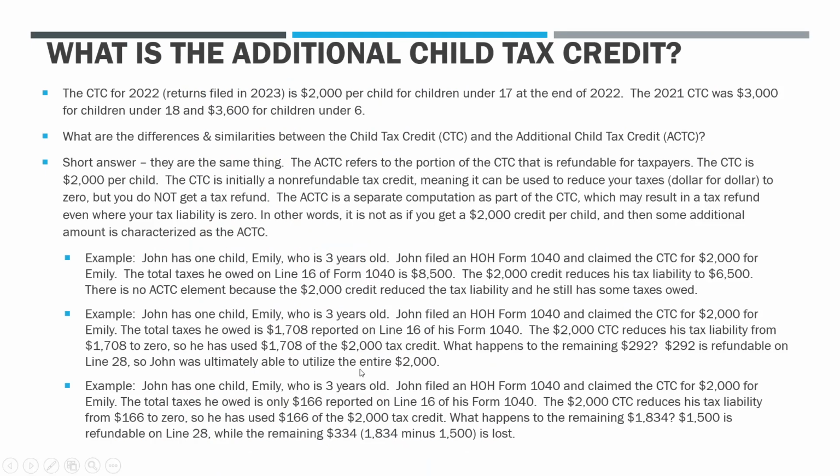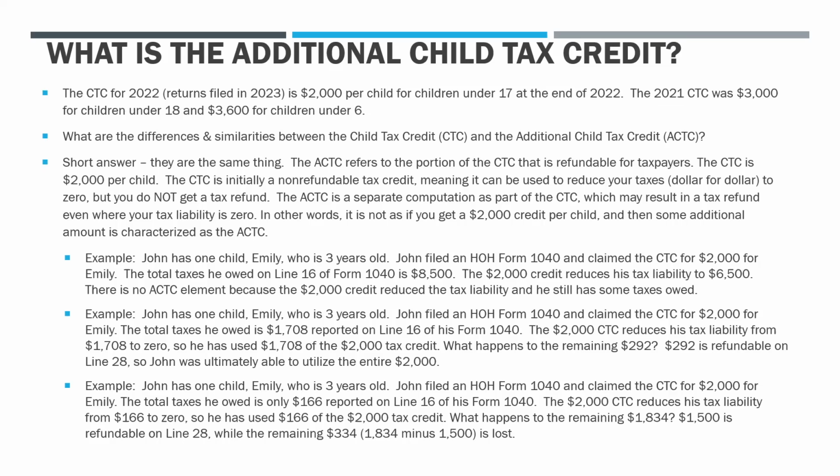Let's look at an example where that would occur. So same thing, John has one child, Emily, files as head of household. But in this scenario, let's assume that John's income is much lower. So he still gets the $2,000 child tax credit, right? That's being claimed on the 8812 initially. But the total taxes he owed is only $166. And that's because his wages, all of his income, is much lower, and so after he takes that standard deduction, his taxable income is lower.